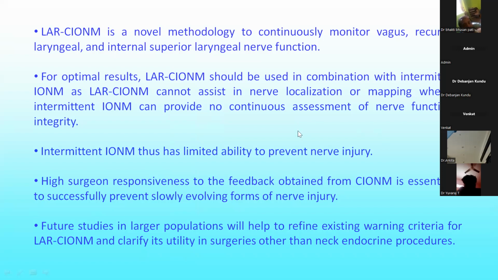This laryngeal adductor reflex of the continuous neuromonitoring is to continuously monitor vagus, recurrent laryngeal nerve, and also the superior laryngeal nerve function. For optimal results, the laryngeal adductor reflex should be used in combination with the intermittent IONM, as the laryngeal adductor reflex cannot assist at nerve localization or mapping, whereas when you are going in the surgical field, the intermittent IONM can provide the clear information.